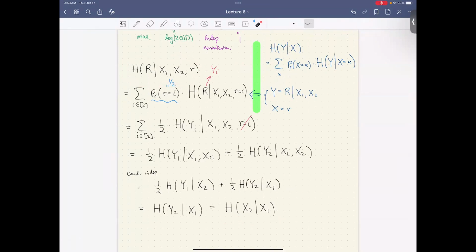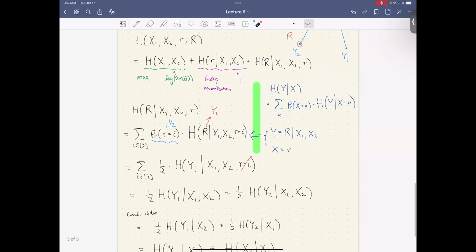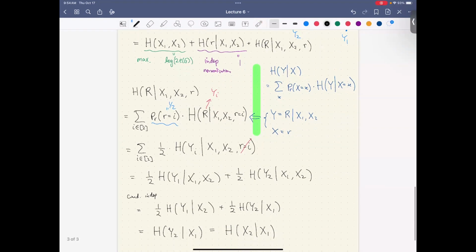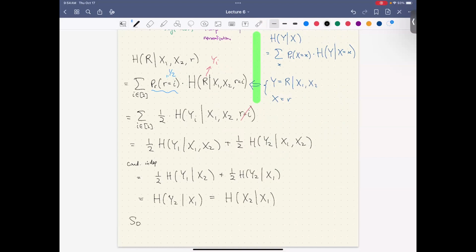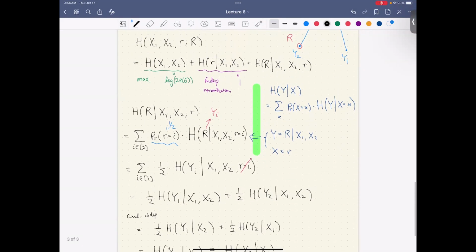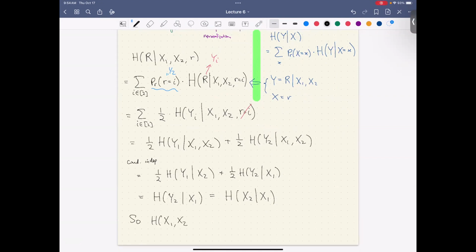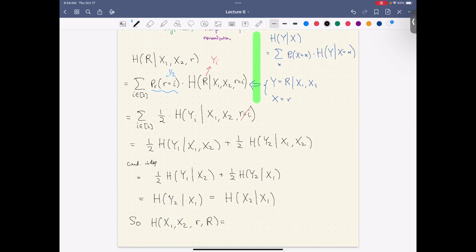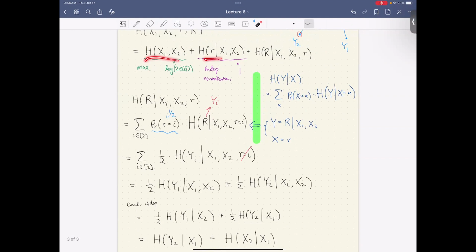Any questions so far? Okay. Good. So let's summarize. We can rewrite the joint entropy H of x1, x2, little r, capital R as this guy plus this guy, which is log 2E of G plus 1.